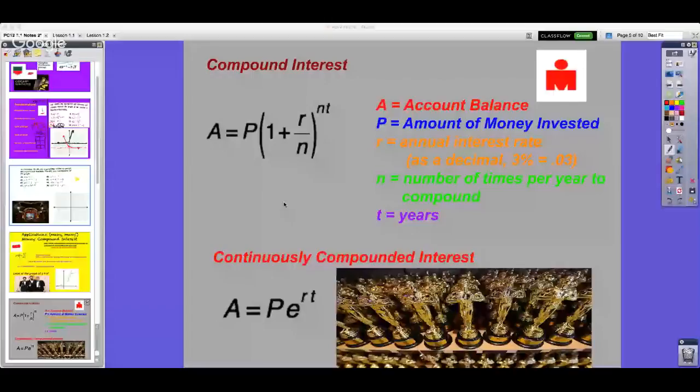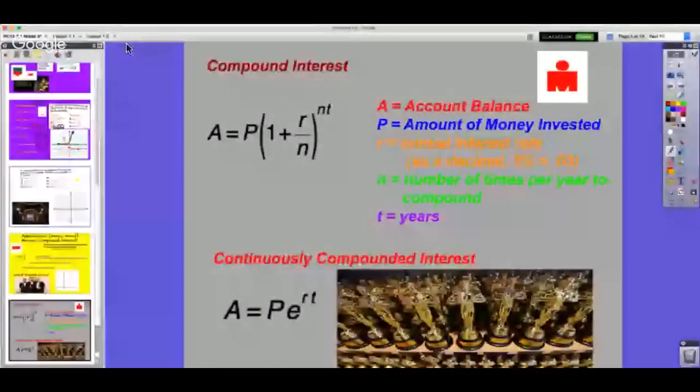All right, so let me hit on this quick. I'm not going to go into much detail because I know you already know this, all right? The one on the top left, we call that compound interest, right?